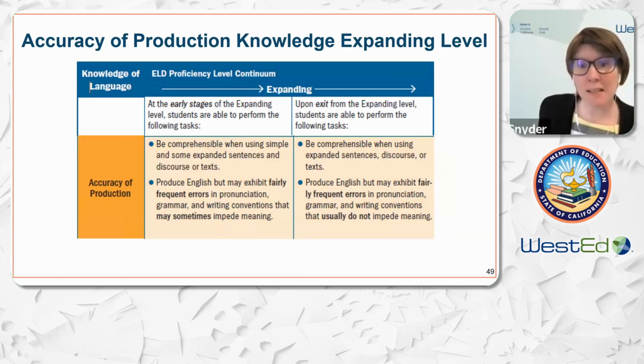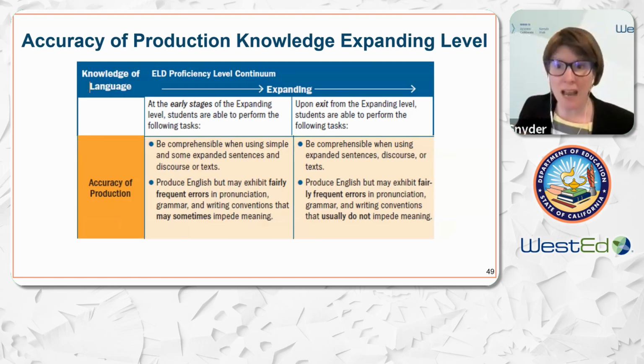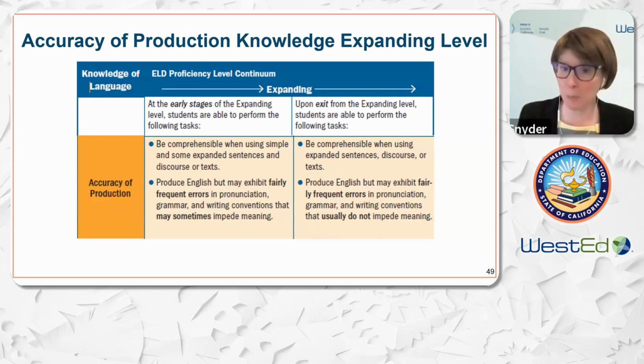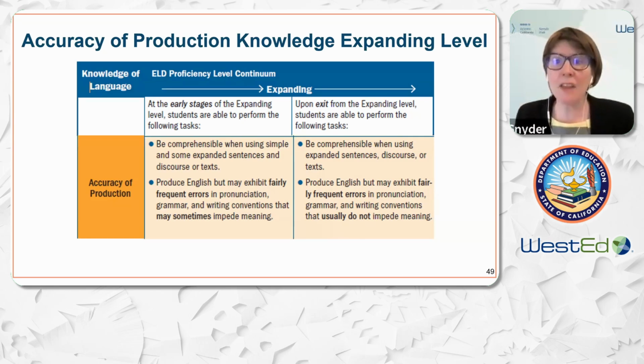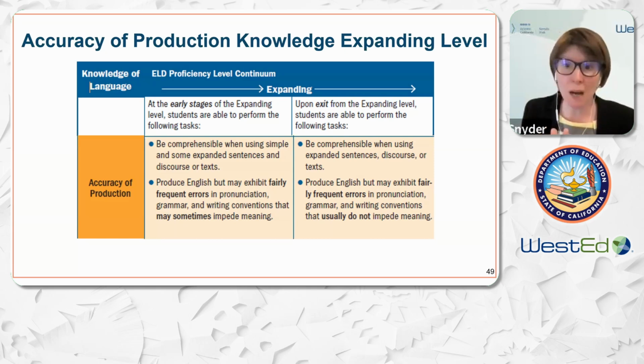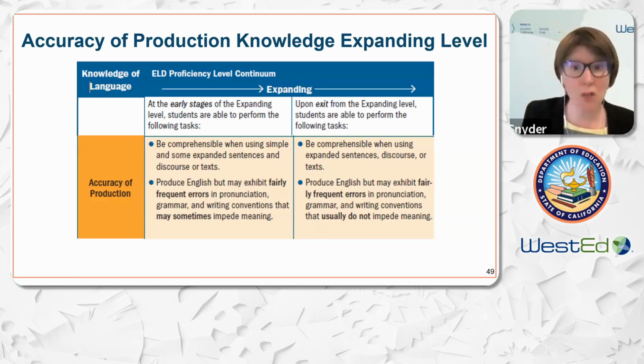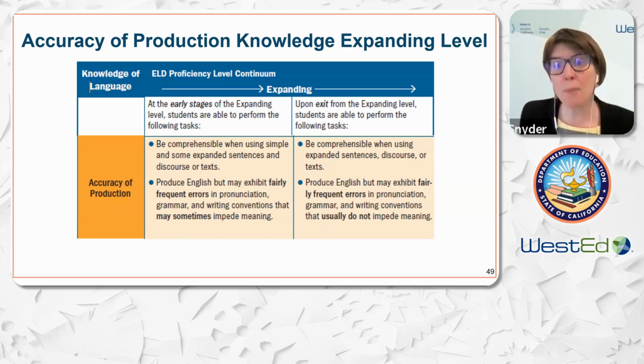So the image on this next slide shows the expanding level in the accuracy of production knowledge of language from page 23 of the California ELD Standards publication. At the early stage of the expanding level, EL students are able to be comprehensible when using simple and some expanded sentences and discourse or texts. And they're able to produce English, but may exhibit fairly frequent errors in pronunciation, grammar, and writing conventions that may sometimes impede meaning. And upon exit from the expanding level, EL students are able to be comprehensible when using expanded sentences, discourse, or texts. And they are also able to produce English, but may exhibit fairly frequent errors in pronunciation, grammar, and writing conventions, but they usually do not impede meaning.